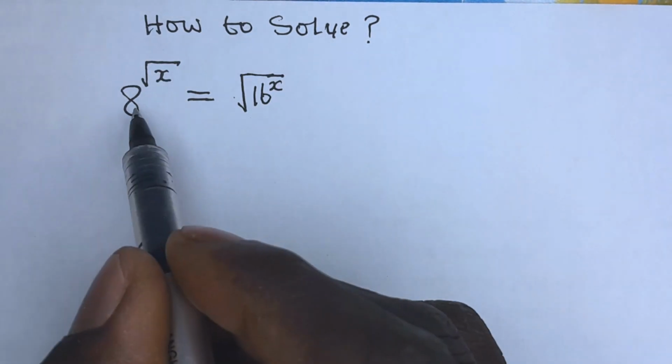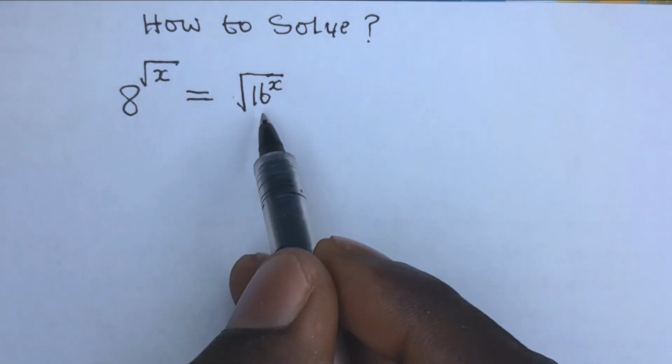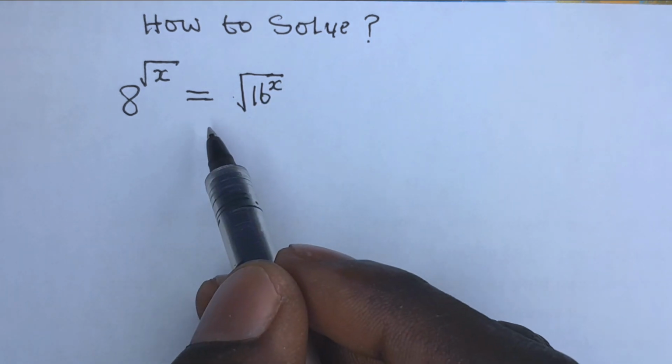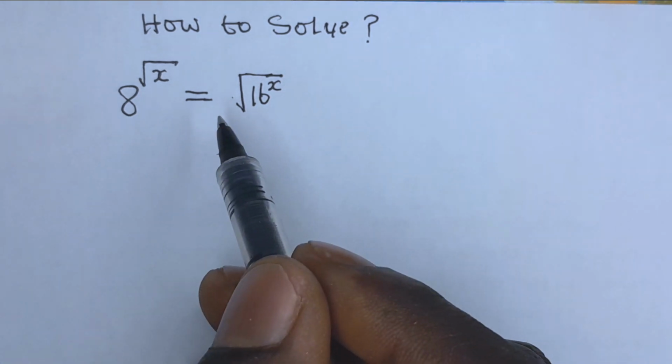How to solve 8 to the power of square root of x, which is equal to square root of 16 to the power of x. Hello everyone, in today's video we are going to solve this exponential equation.